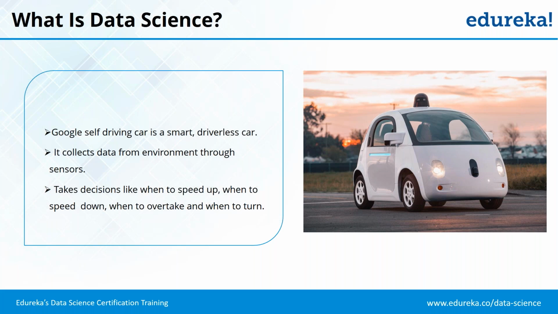And these sensors would collect information like temperature, weather data, the road condition, the traffic condition around, and then it will take a lot of decisions like when to speed up or slow down, or when to overtake and when to turn. So all of these decisions the car will be able to take itself. And this is where data science is coming into the picture.